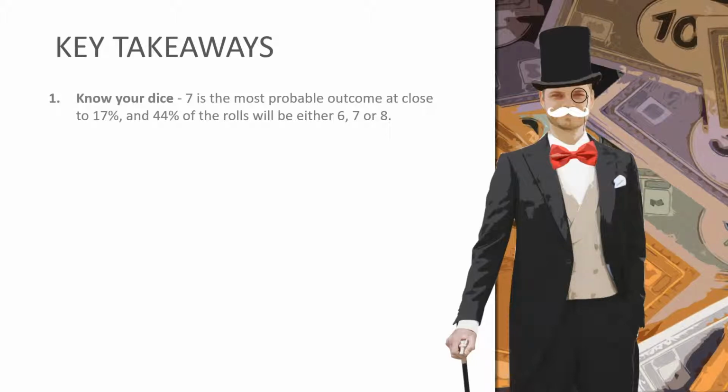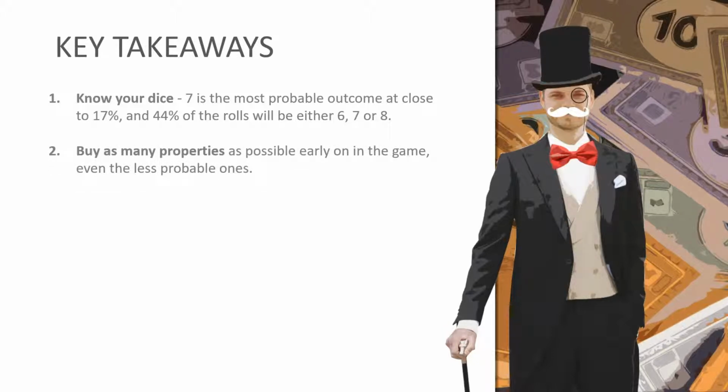So if an opponent is between 6 and 8 squares away from a street that you own or a color set that you own, you should really consider improving the streets in that color set. Number 2, buy as many properties as possible early on in the game, even the less probable ones. So this one is kind of obvious. Getting properties early, first of all, prevents your opponents from getting them, but it also improves your expected wealth during the course of the game.